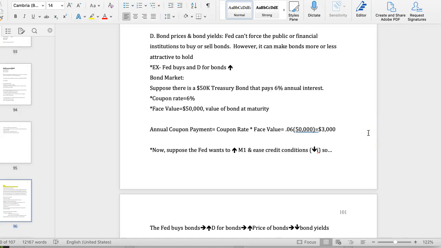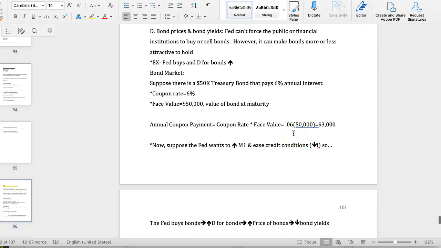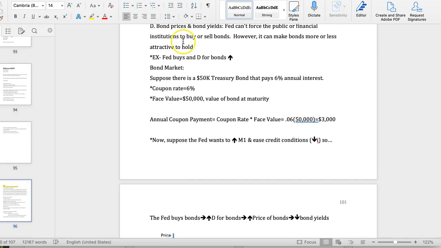So we walked through an example of what happens when the Fed buys or sells securities or bonds from banks. But the Fed can't force the public or financial institutions to buy or sell bonds. However, it can make bonds more or less attractive to hold. So, for example, if the Fed buys, that means that the demand for bonds is going to go up.